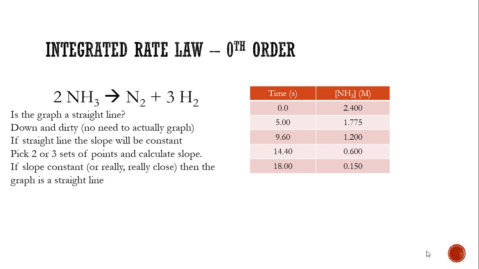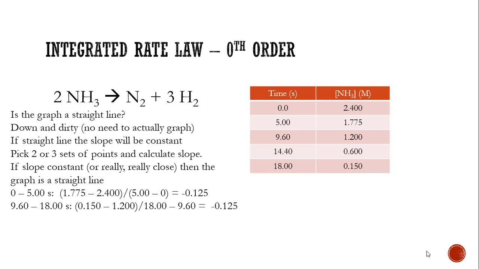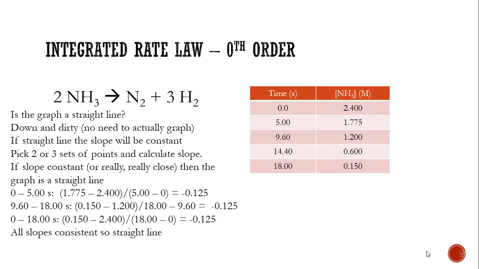If the slope for the 2 or 3 points is the same or exceedingly close, then your graph is a straight line. So look at 0 to 5 seconds, not going to include the units, and the slope is negative 0.125. Look from 9.6 to 18 seconds, you get the same slope. 0 to 18 seconds, the same slope. Since the slopes are consistent, this must be a straight line.